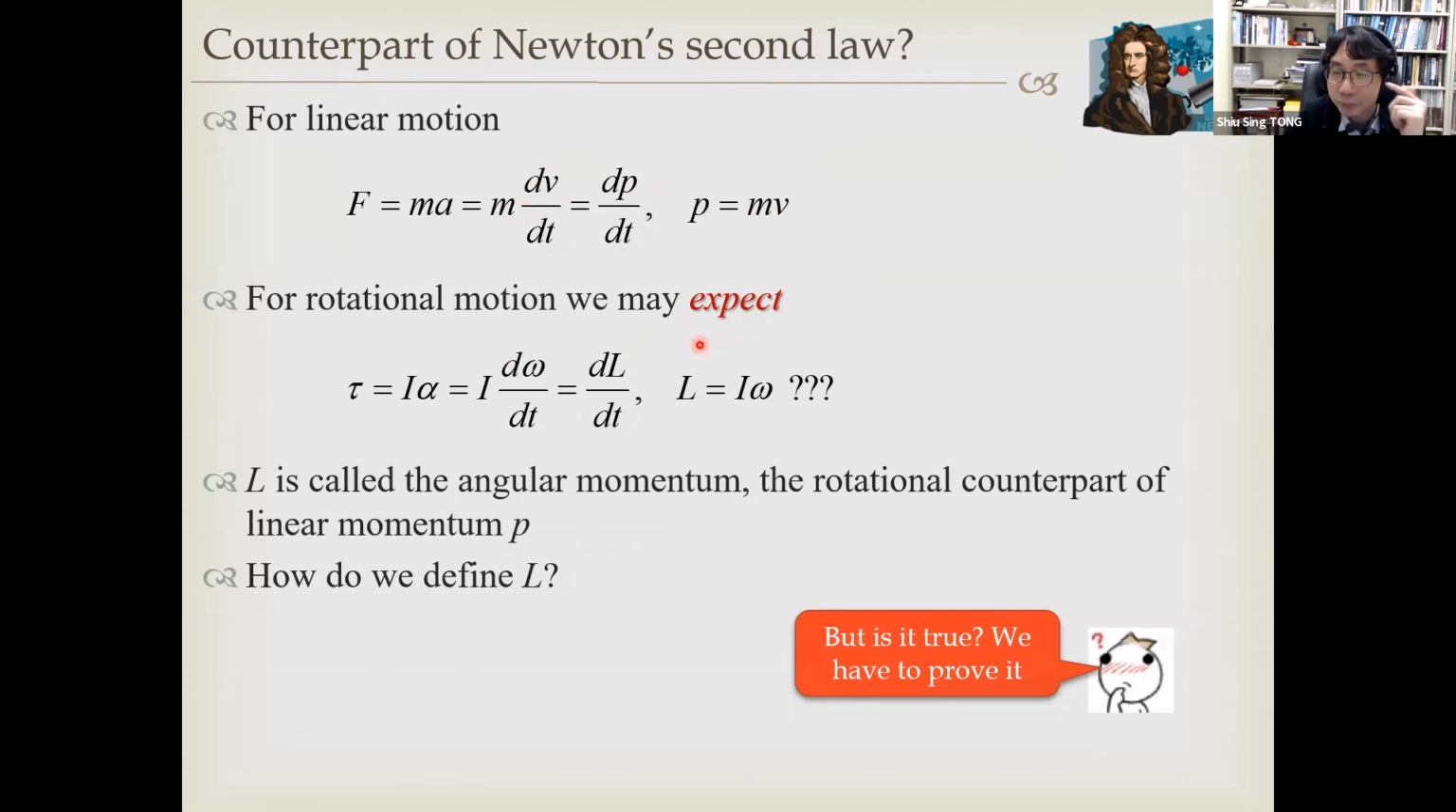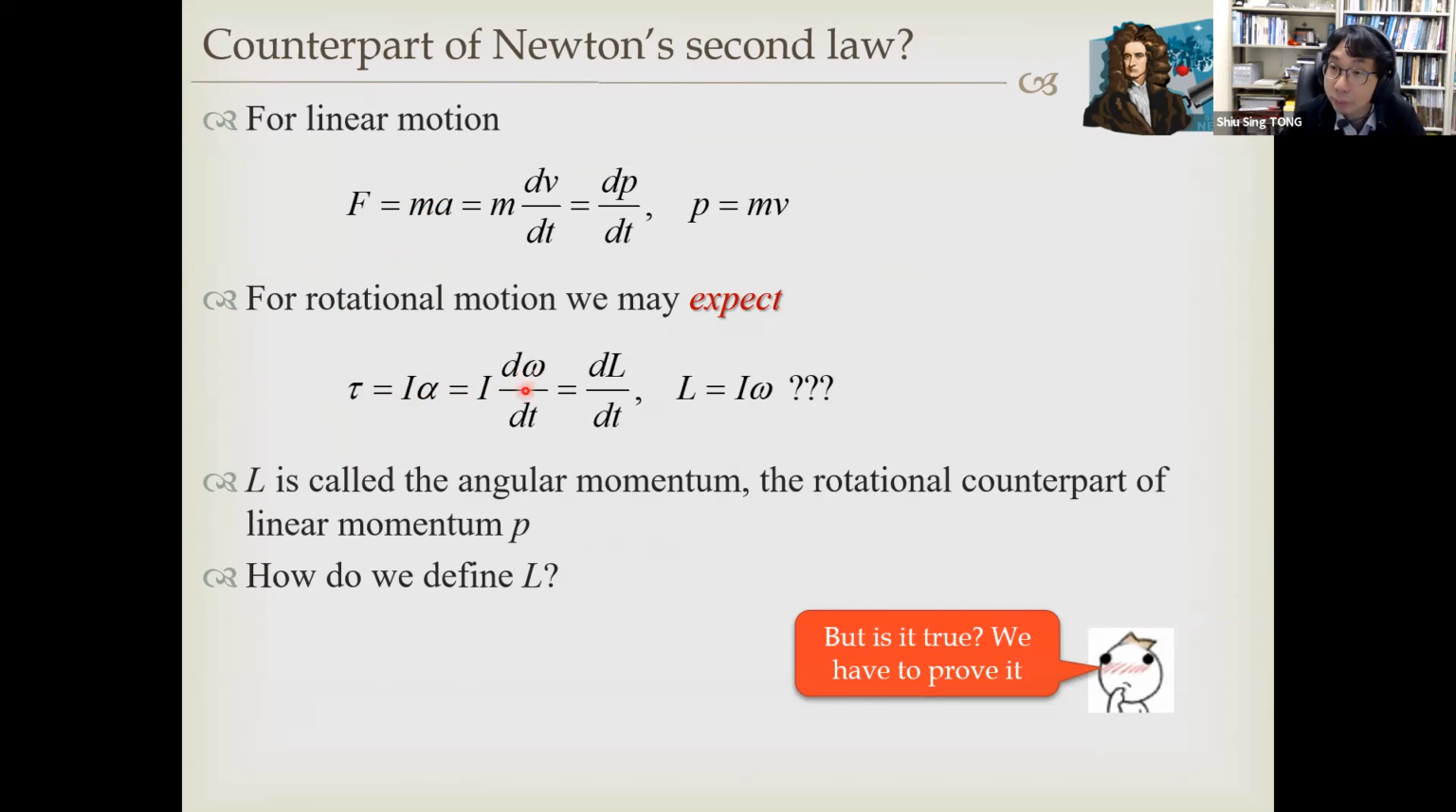Now for rotational motion, we actually expect a similar thing to happen. The counterpart of the force is the torque, right? The counterpart of the mass is the moment of inertia. The counterpart of the acceleration is the angular acceleration. It would be nice if the three quantities are related in the same way as Newton's second law for the linear case, right? If I can translate all these quantities into their rotational counterparts, and they form almost the same expression as the linear case, that would be very nice. So I expect a formula of torque equal to I alpha.